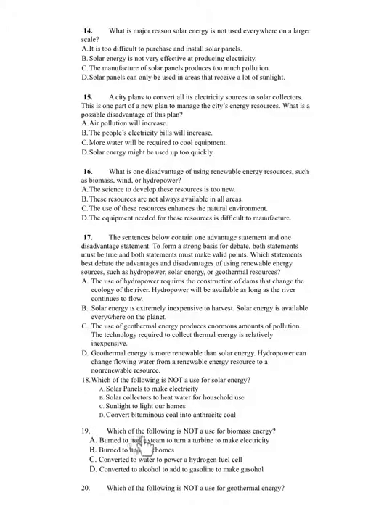Number 19. Which of the following is not a use for biomass energy? A. Burn to make steam to turn a turbine to make electricity. B. Burn to heat our homes. C. Convert it to water to power a hydrogen fuel cell. D. Convert it to alcohol and add to gasoline to make gasohol.